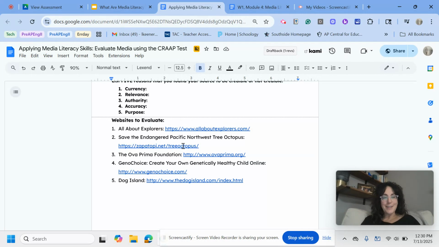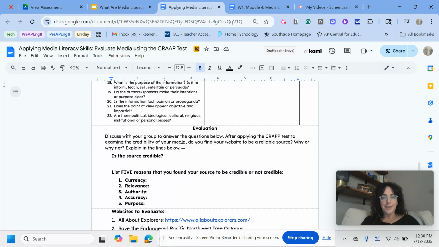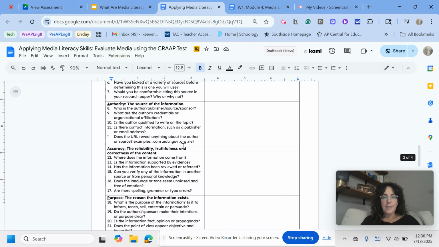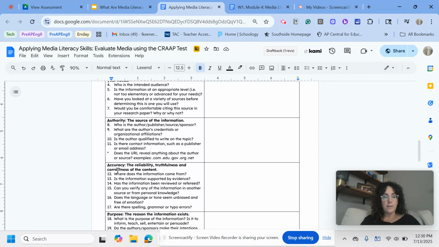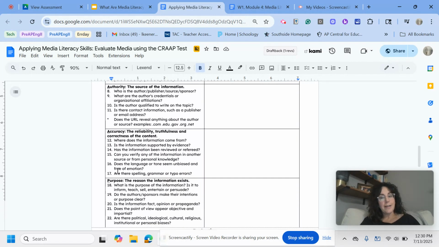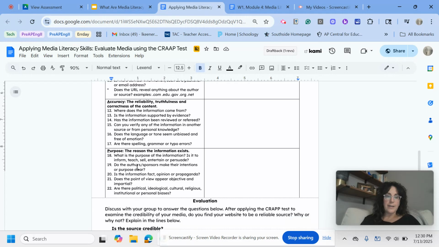I encourage you just to look at these because these are some fun websites to look at and evaluate. So within each home group, one student would be assigned currency, one student would be assigned to evaluate relevance, one to evaluate authority, one to analyze accuracy, another student to analyze purpose, and then they would leave their home groups and go to their expert groups. So all the students who are assigned the purpose of this website would get together and answer these questions.